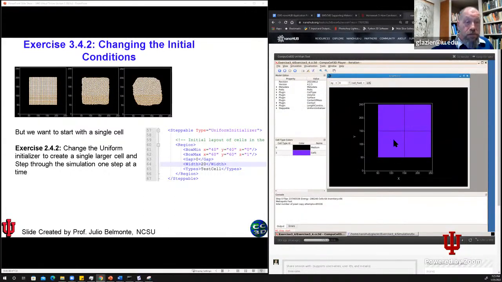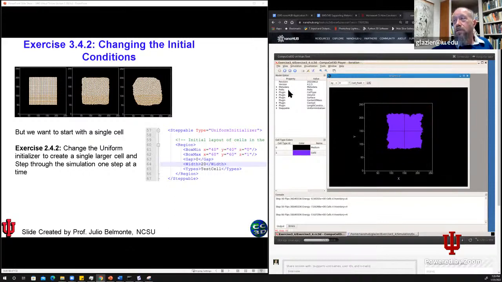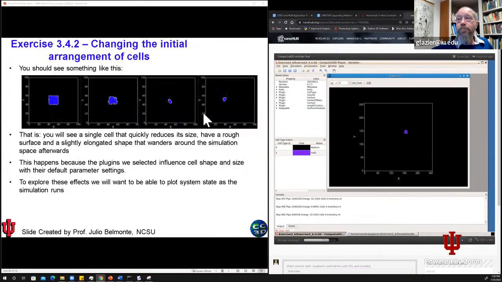Well, I have 4 instead of 1. Notice that my targets are still what they were, so these cells are going to shrink extremely rapidly to the target cells. And I wanted to have a single cell. Here I happen to have 4.